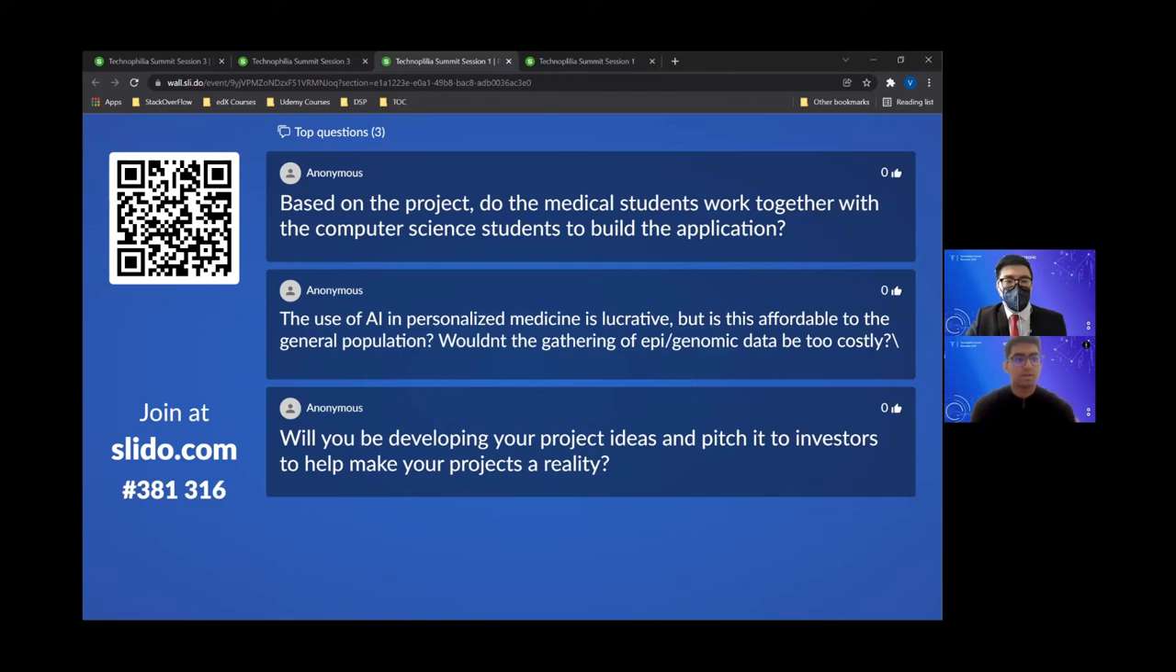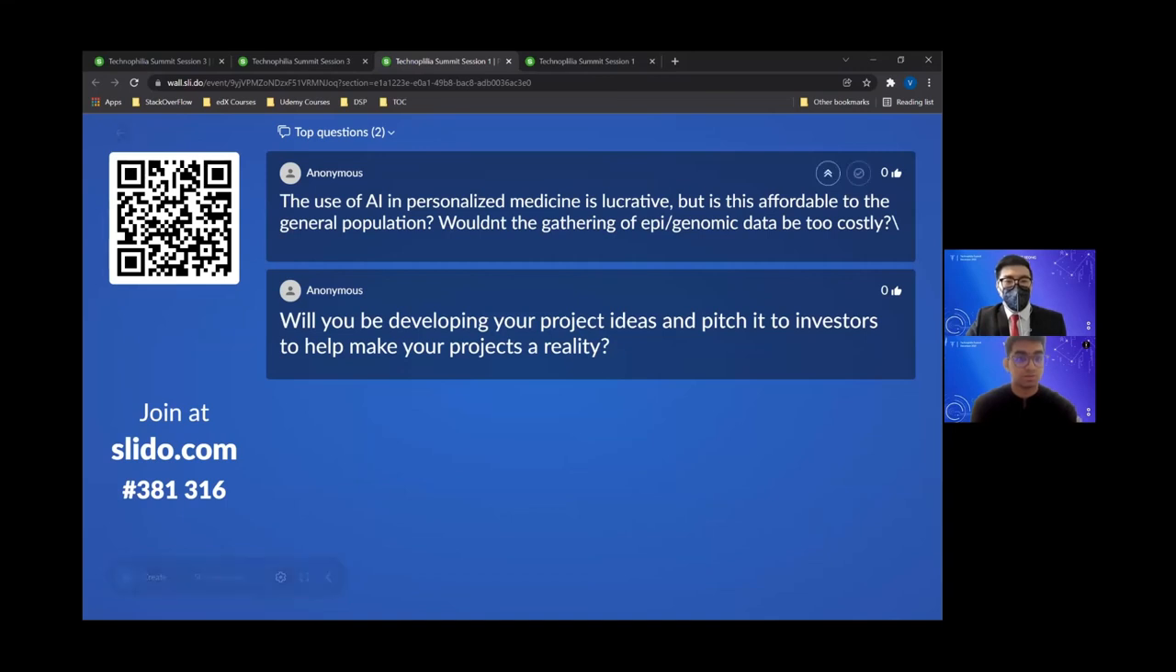Okay, great. So the next question is, the use of AI in personalized medication is lucrative, but is this affordable to the general population? Wouldn't the gathering of epigenomic data be too costly? Okay, as I mentioned earlier, there are already readily available data like the Human Genome Project, which is available to all researchers at no cost.